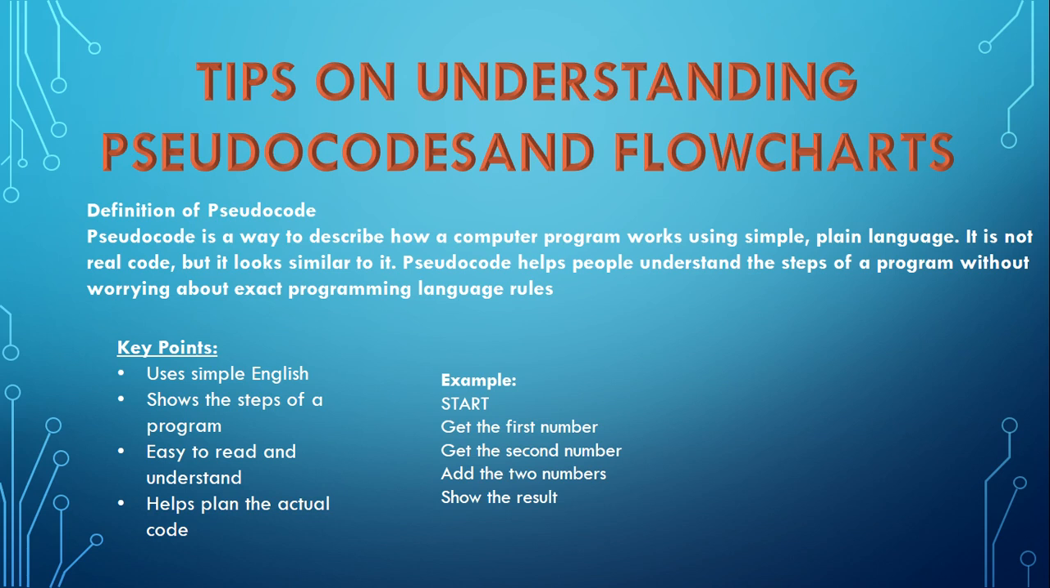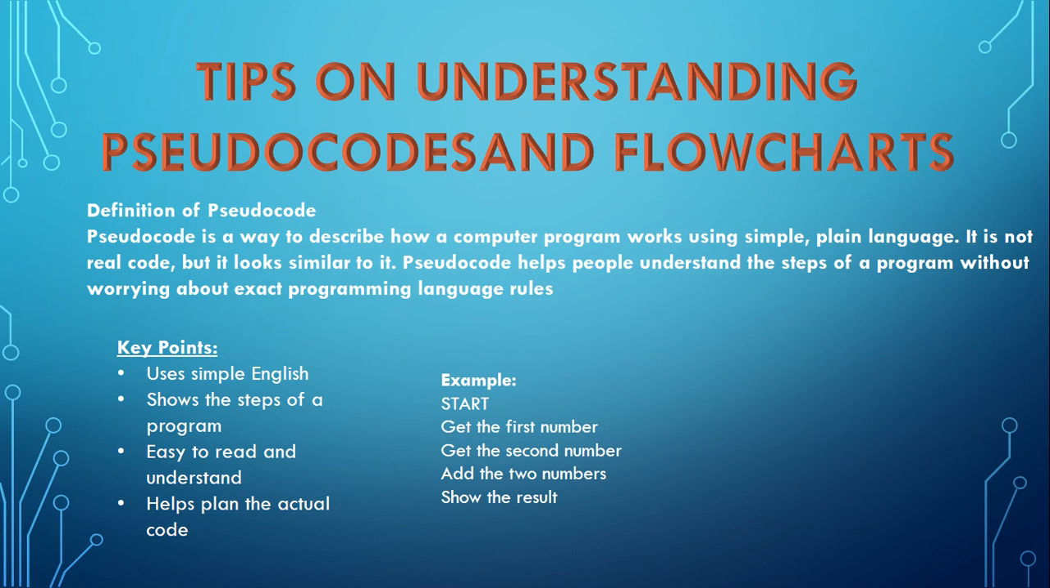We have an example here. For example, we are getting two numbers, adding them and giving the results. So you can see the pseudocode. We start with the word start, then get the first number, get the second number, add the two numbers, show the results. You see, that is a pseudocode. So pseudocode is simple English-like sentences or statements written to describe how a program works.